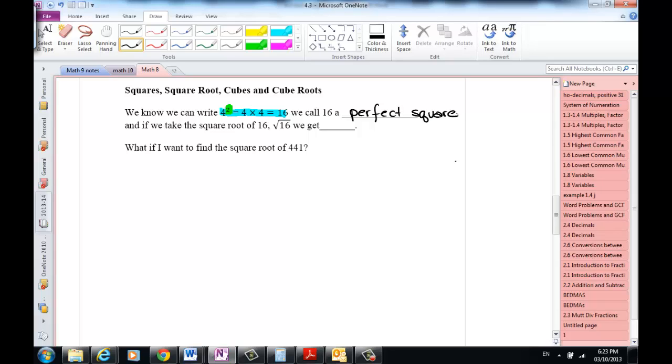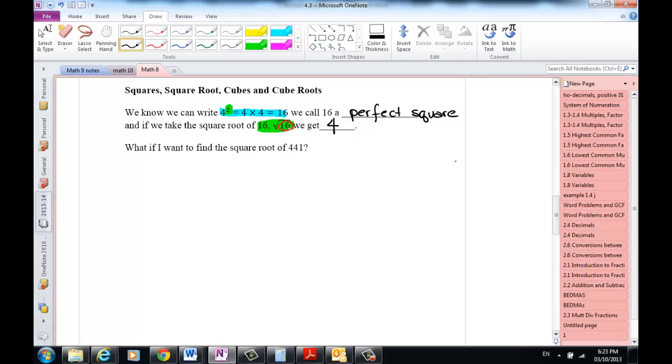And if we take the square root of 16, basically the square root, we're just looking for a number multiplied by itself that equals this inside number. And in fact, 4 multiplied by 4 is 16, and therefore the square root of 16 will equal 4. So I know you guys have seen this before, so just a little bit of a refresher there. The next part gets a little harder.